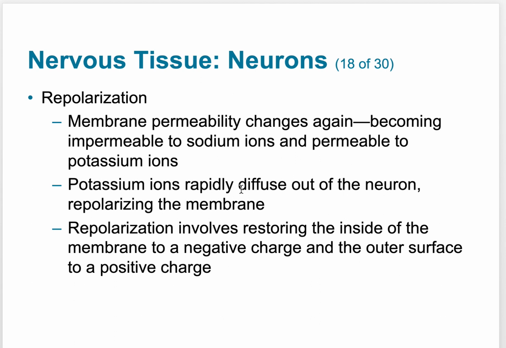Potassium ions rapidly diffuse out of the neuron, repolarizing the membrane. So all those leak channels then kind of take over, and there's also gated channels that will open up and allow potassium to rush out of the cell. And that allows the cell to become slightly less positive because you're losing a bunch of potassium ions. So the outside becomes very positive and the inside becomes less positive, or what we call negative, okay? Repolarization involves restoring the inside of the membrane to a negative charge and the outer surface to positive.